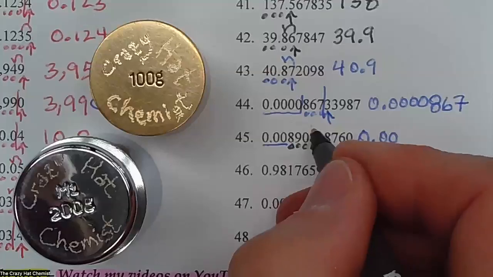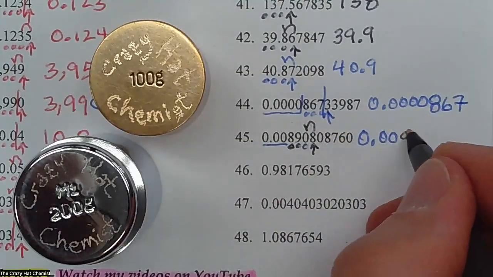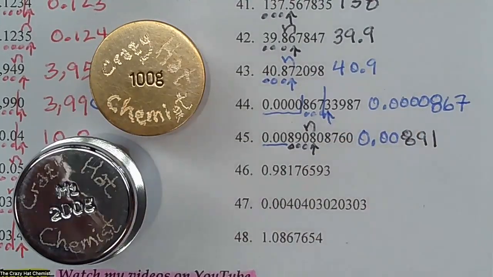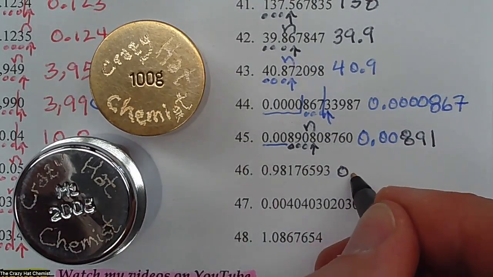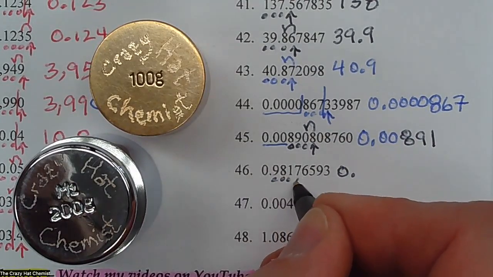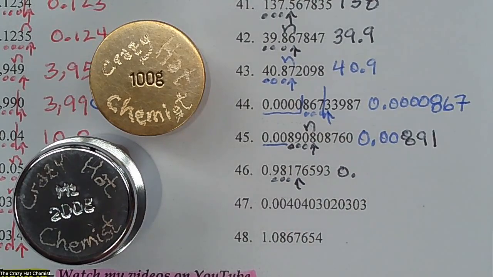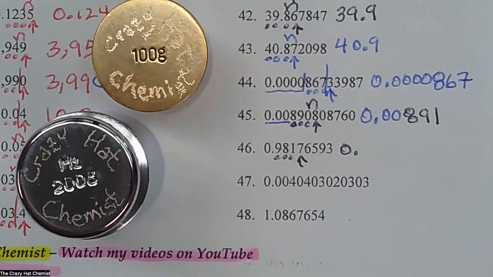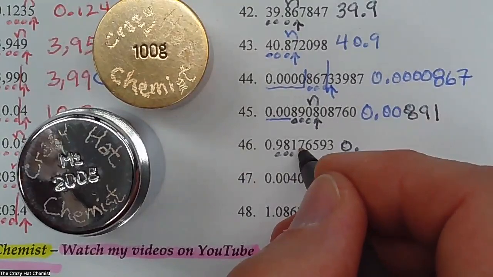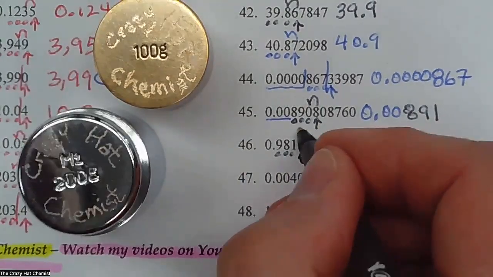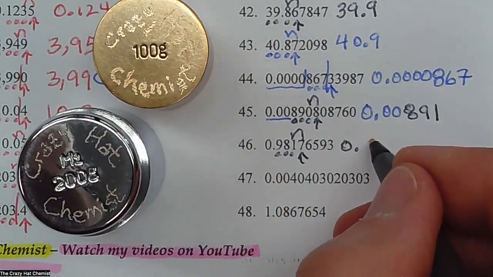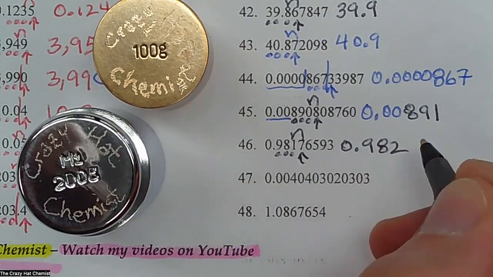I'm rounding with that 8. That's 5 or greater. Add 1 to the preceding digit. That's 8, 9, and a 1. Add that 0 there. I got 1, 2, 3 significant figures. And 7 is the number that I'm using for rounding. That's 5 or greater. Add 1 to the preceding digit. That's 9, 8, and a 2.